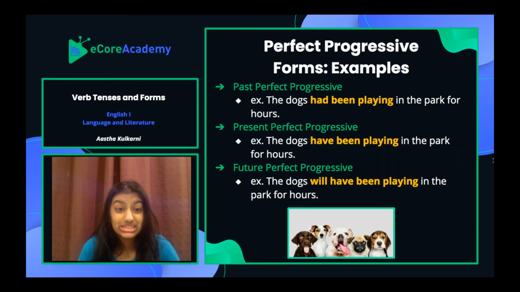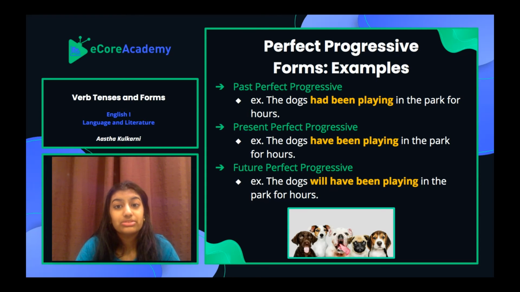So we have examples here. These ones are about dogs. So let's start off with the past perfect progressive. As we did with the progressive, we know that all of those ended in ing. So that's kind of what we're doing here. We're just combining the two.